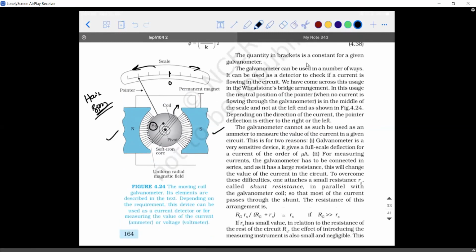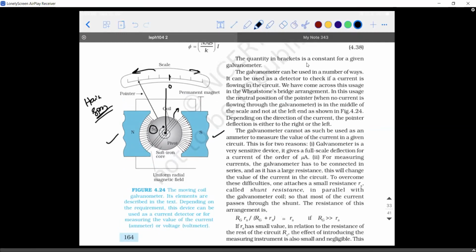So they call it a hairspring because it restores the position of the pointer. That is, as soon as you stop the current, the pointer will not know that it is supposed to come back to 0. So you need a spring in which the energy is stored and it comes back to its original position.